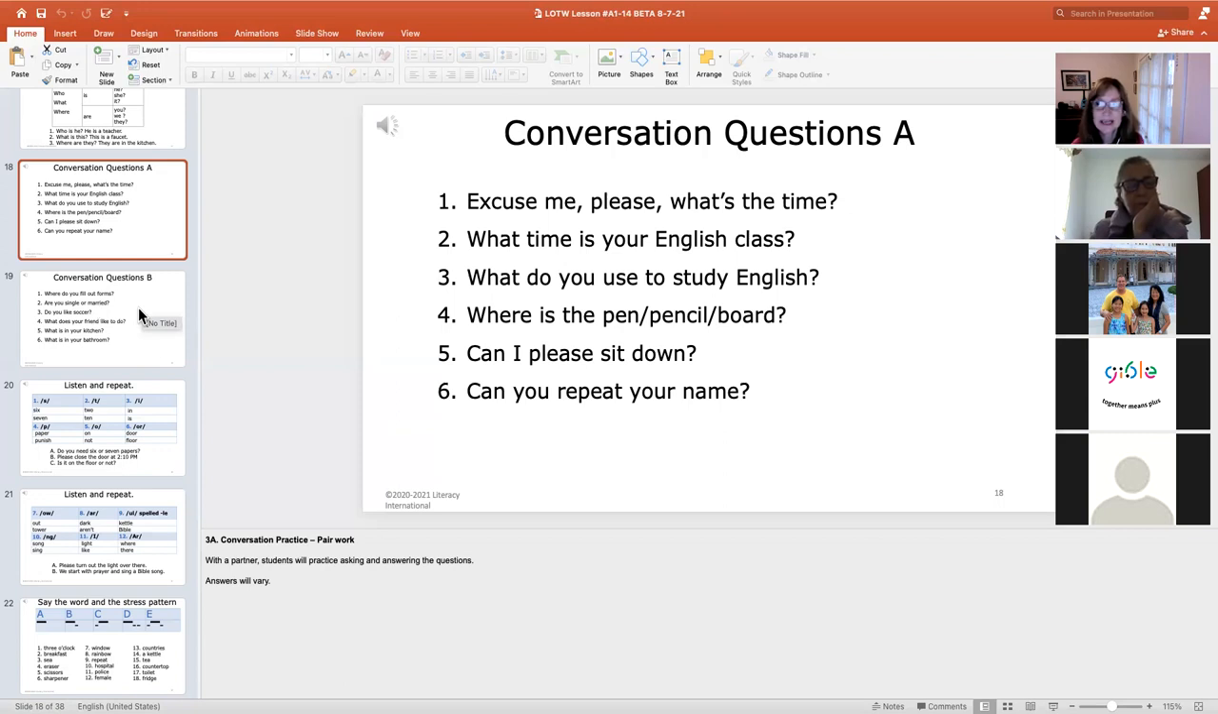If you are working on Zoom, you might want to put your students in breakout rooms in pairs. And so within that breakout room, they can be working individually with their partner and practicing those questions.